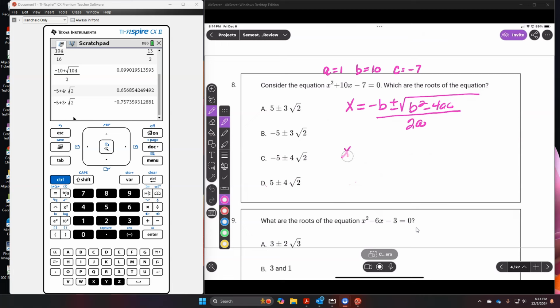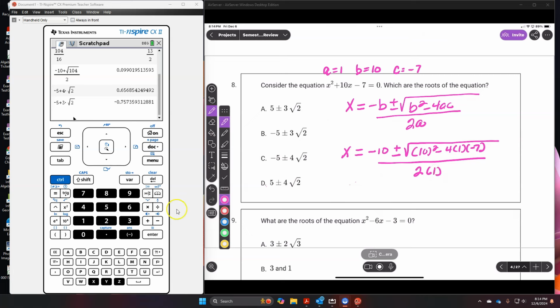So I have x equals, so the value of negative b is going to be negative 10 plus or minus the square root of parentheses 10 squared minus 4 times 1 times negative 7, divided by 2 times 1.